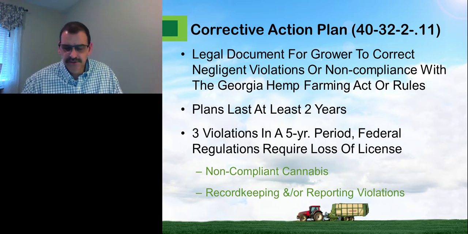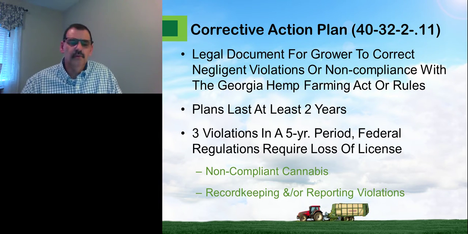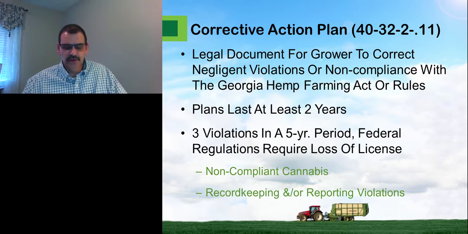The plans last for at least 2 years and include additional reporting requirements on the grower's part and may require additional audits from us. One thing to be aware of: 3 violations in a 5-year period, the federal regulations require the loss of your hemp grower license for a 5-year period. So what are some examples of violations? Production of non-compliant cannabis, or cannabis that exceeds 0.3% THC. Not maintaining the appropriate records and not submitting reports as required are also violations.